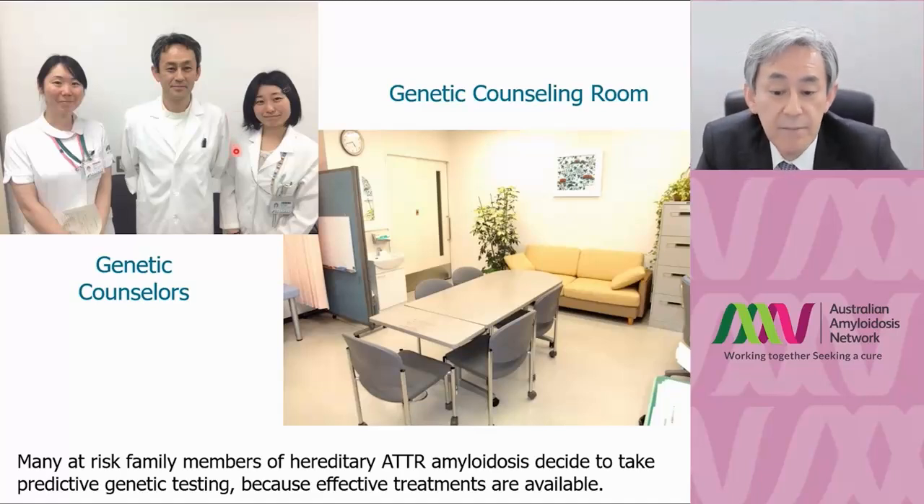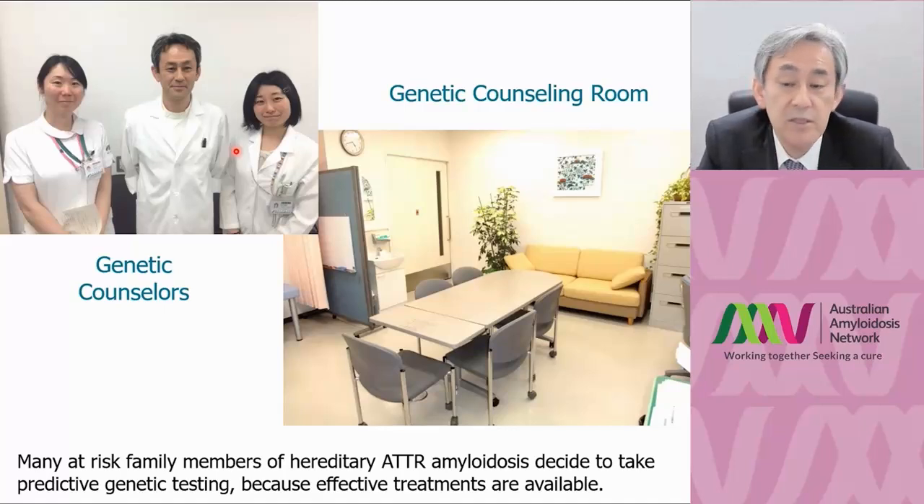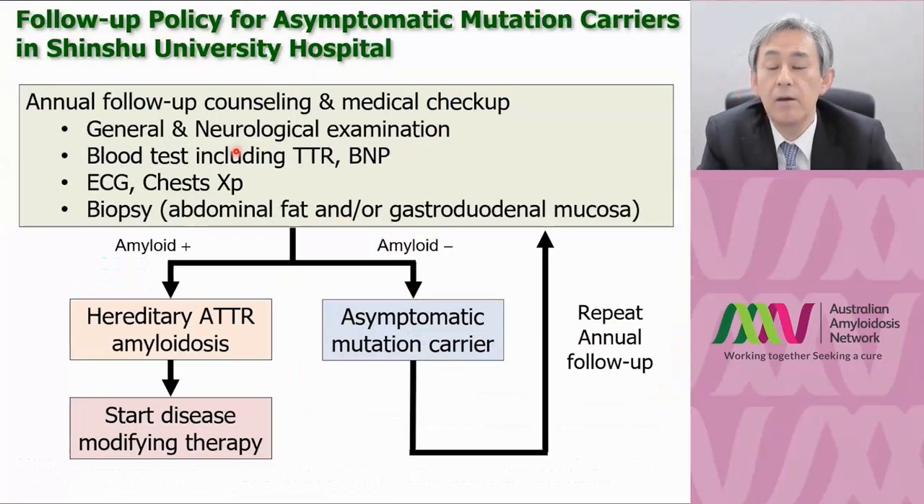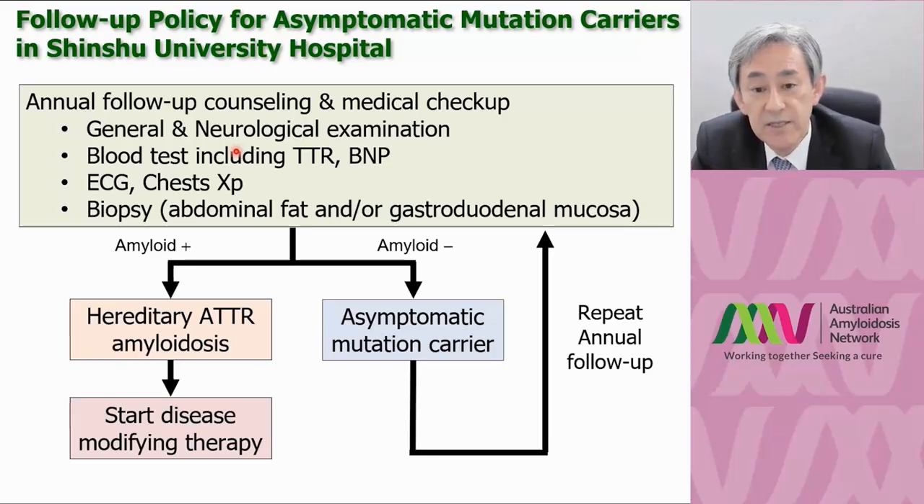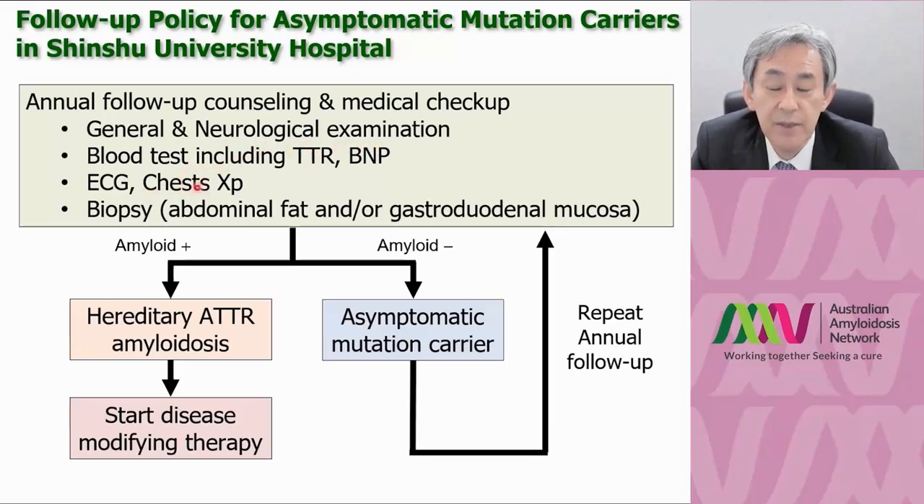Many at-risk family members of hereditary ATTR amyloidosis decide to take predictive genetic testing because effective treatments are available. This slide shows the follow-up policy for asymptomatic mutation carriers in our hospital. We recommend asymptomatic carriers to visit the genetic counseling clinic once a year. At the annual follow-up visit, we provide genetic counseling and medical checkup, including general and neurological examination, blood test, ECG, chest XP, and biopsy.